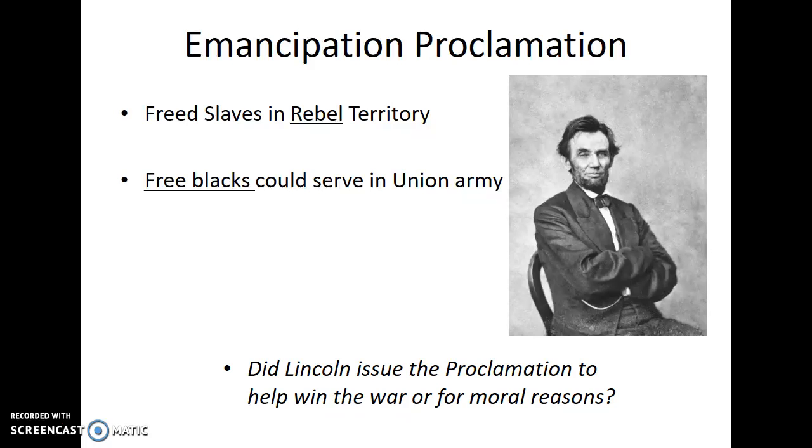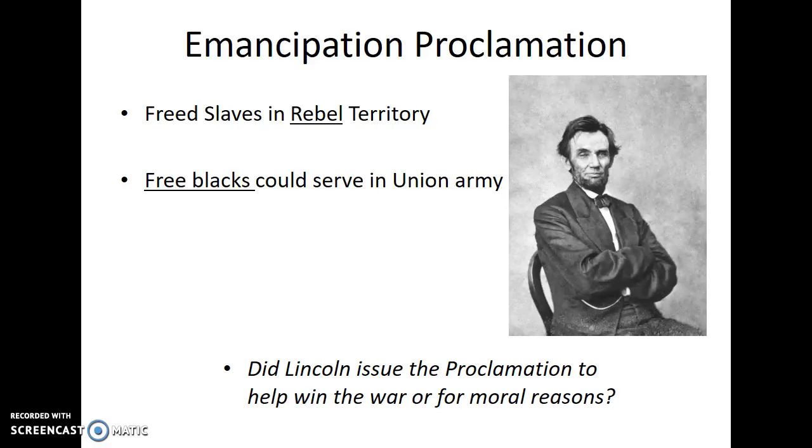What he decides to do at the end of 1862 is issue this document as president. And what it did is it freed slaves only in rebel territory, basically states that had seceded. For example, Missouri was a slave state, but it had not seceded. So no slaves in Missouri were freed by the Emancipation Proclamation. It also went a step further and allowed free blacks in the North to serve in the Union Army. This was pretty radical at the time. A lot of white Northerners were against this.